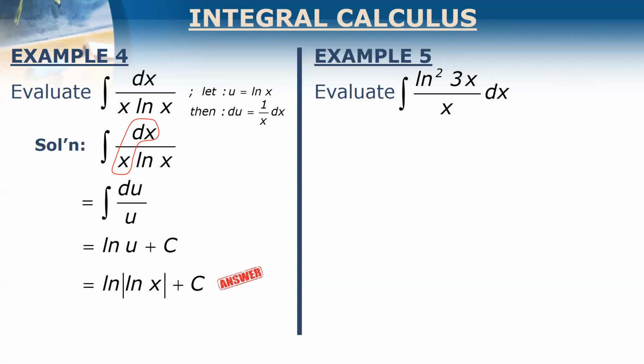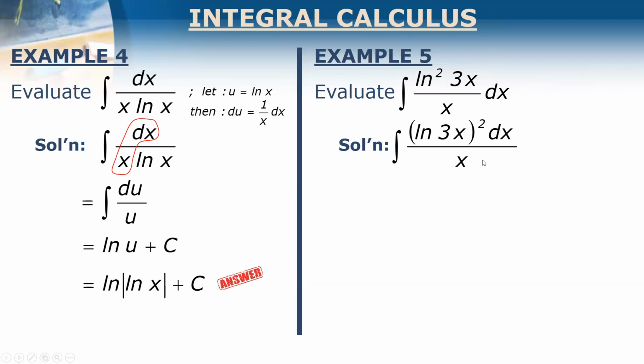Example number 5. Evaluate ln squared 3x over x times dx. First, let's rearrange. When you write ln squared 3x, its meaning is actually the quantity ln 3x, squared. It is equivalent to ln of 3x quantity squared.